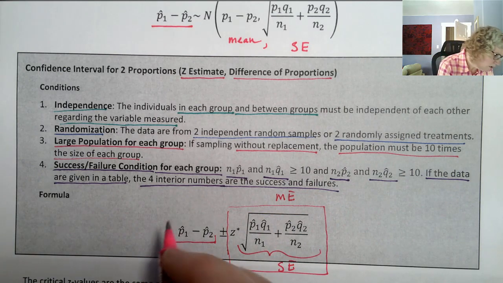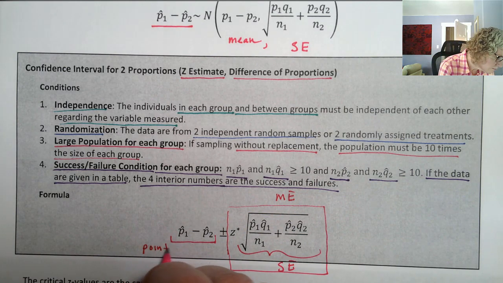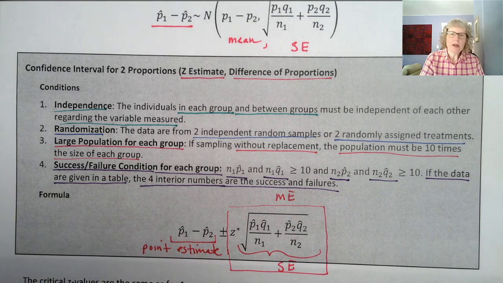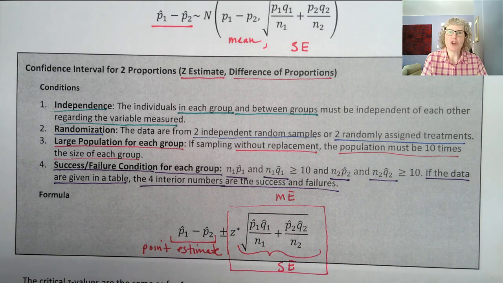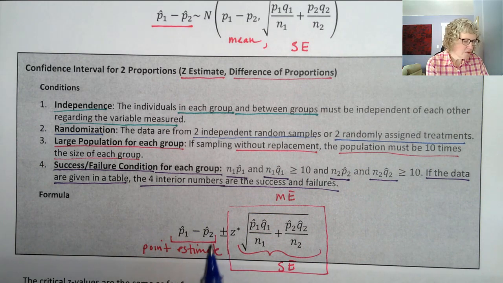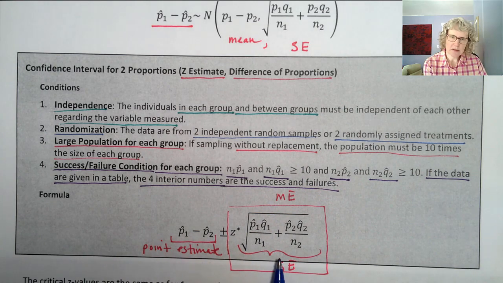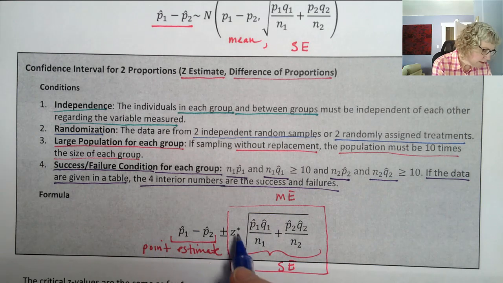Okay, and let me write point estimate. Point estimate is the general term. In this case, it's the difference of the two sample proportions. Hopefully this looks fairly familiar to you. It looks more daunting because there are a lot more symbols and it's longer, but it's the same thing we've been doing, which is the point estimate plus or minus z star times the standard error.